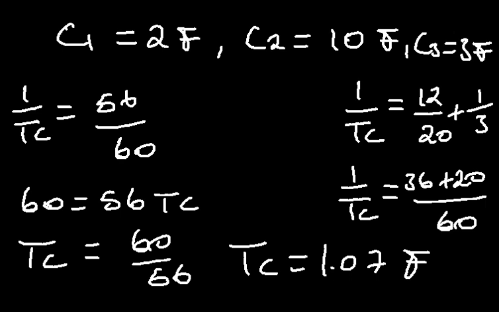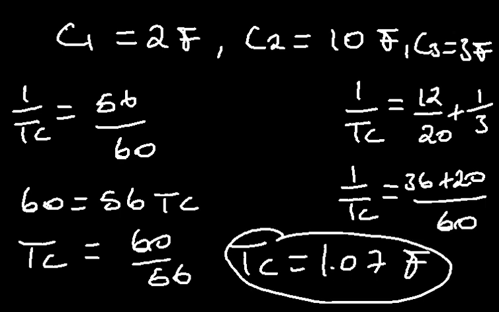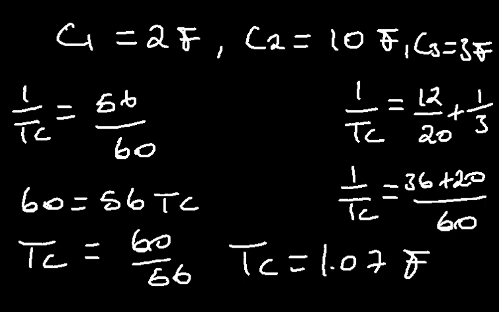So you can see that in all cases, the total capacitance for capacitors connected in series is always less than the lowest capacitor in the circuit. In this case, the lowest capacitor is 2, therefore the total capacitance will be less than 2.